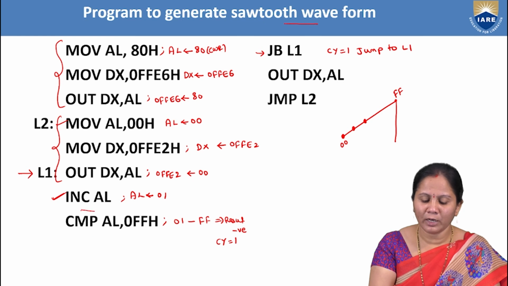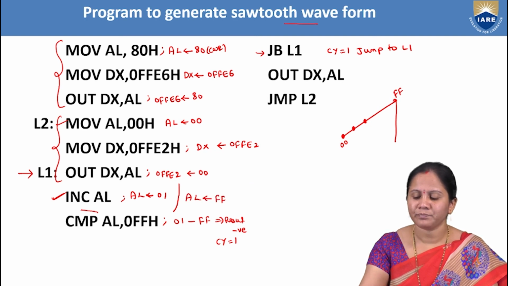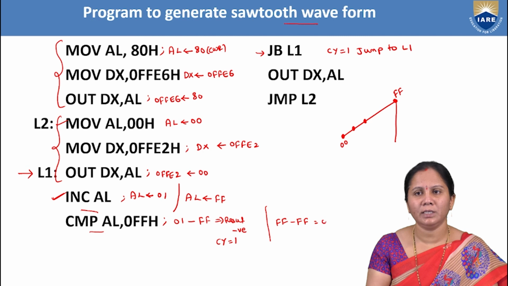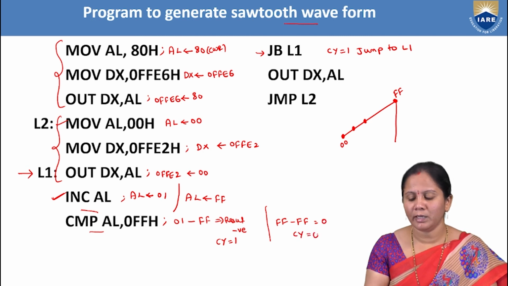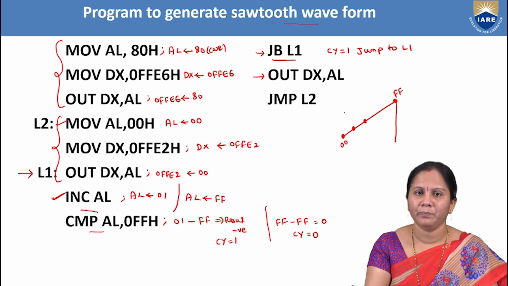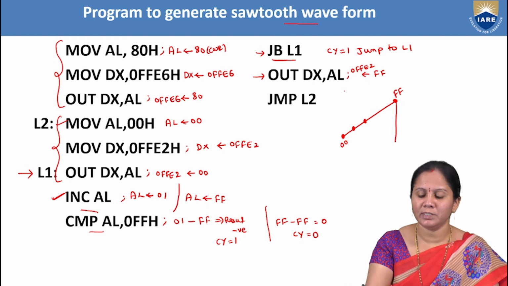So if we keep on incrementing the value of AL like this, at one point the value of AL will become FF. Okay. So once it reaches FF, when this comparison instruction is executed, FF is there in AL and it will be compared with FF. So here the result is 0. So in this case, the carry is not set. Okay. So only if carry is set does it go to the label L1. Otherwise, it executes the next instruction, out DX comma AL. Okay. So here FF will be moved into the 0FFE2 port address. And after this instruction is executed, next is JMP L2, jump to the label L2.